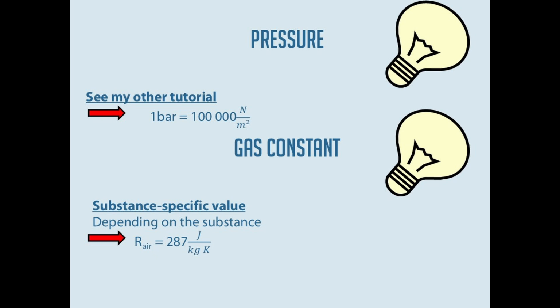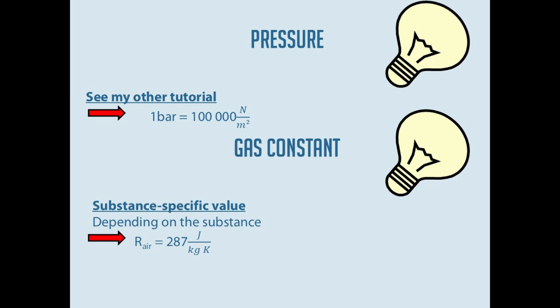The quintessence is: 1 bar is simply 100,000 Newton per square meter. Though we just continue to calculate, and as I said, if you want to know more, just have a look at the other tutorial. The next thing is the gas constant.